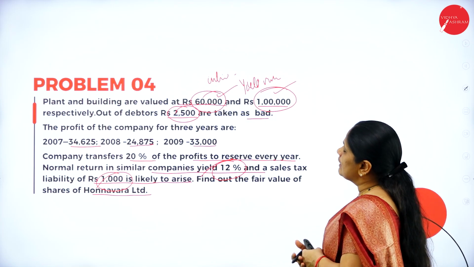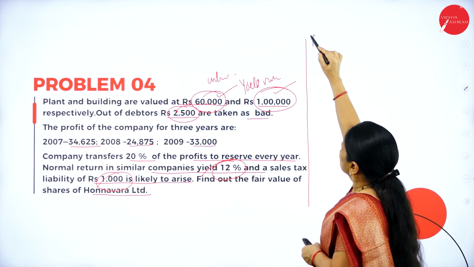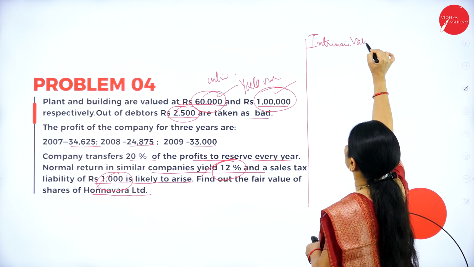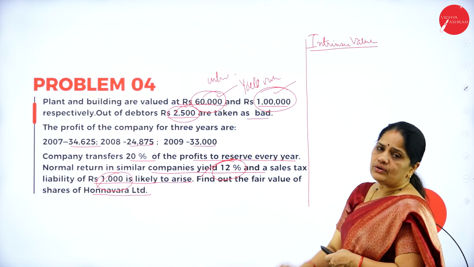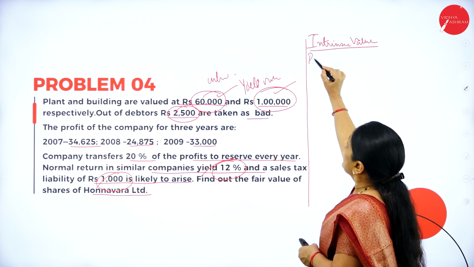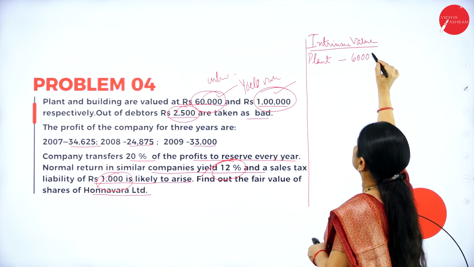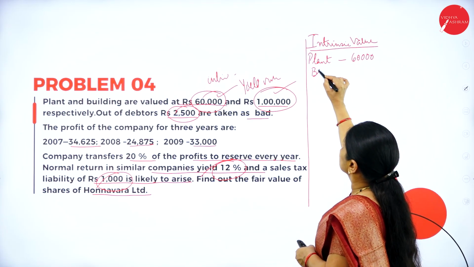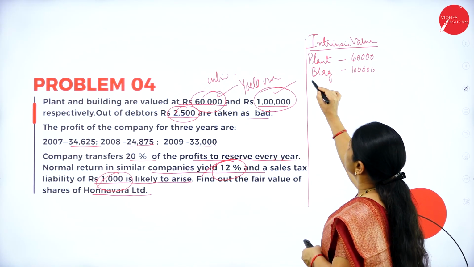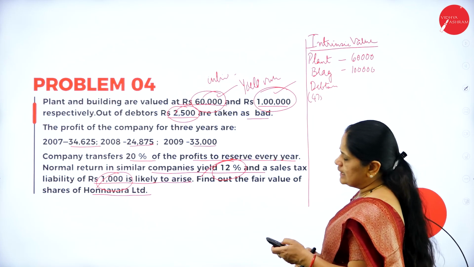The plant and building are valued at 60,000 and 1 lakh. So we will first calculate the intrinsic value. In order to calculate the intrinsic value, we have to find out the net asset value. In order to find the asset value, I write the value of all the assets given. Plant 60,000, then building 1 lakh. Next, debtors. So debtors, I have to deduct from, what is the debtors value here?